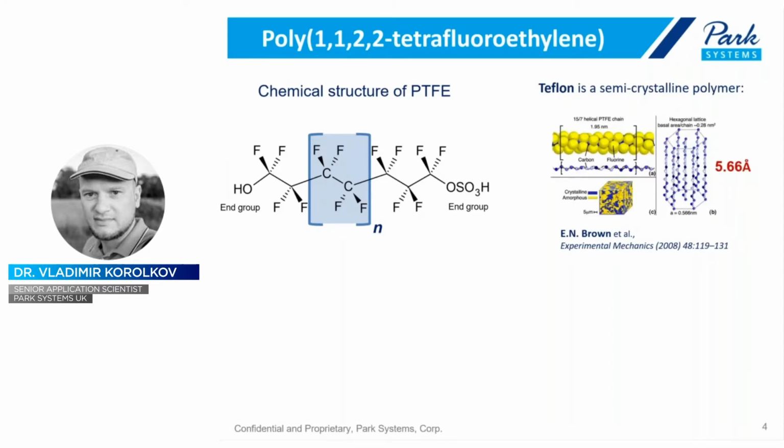And what people established is that it exists in four different phases, and the one that is stable at room temperature, or to be precise, within a temperature range of between 19 and 30 degrees centigrade, is the so-called phase IV, where the crystalline regions of the polymer are made of hexagonally packed PTFE chains with a chain-to-chain distance of 5.66 angstroms. That number is quite important, so bear this in mind.